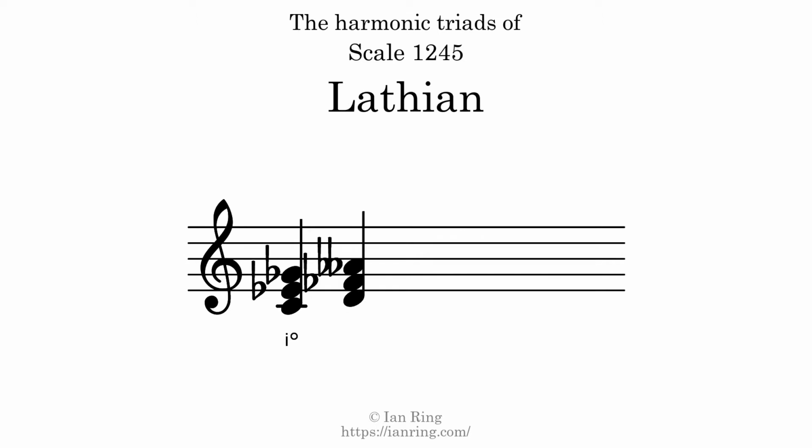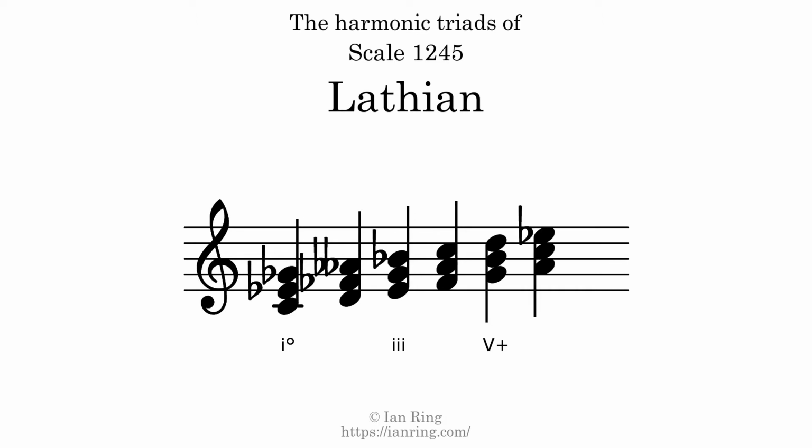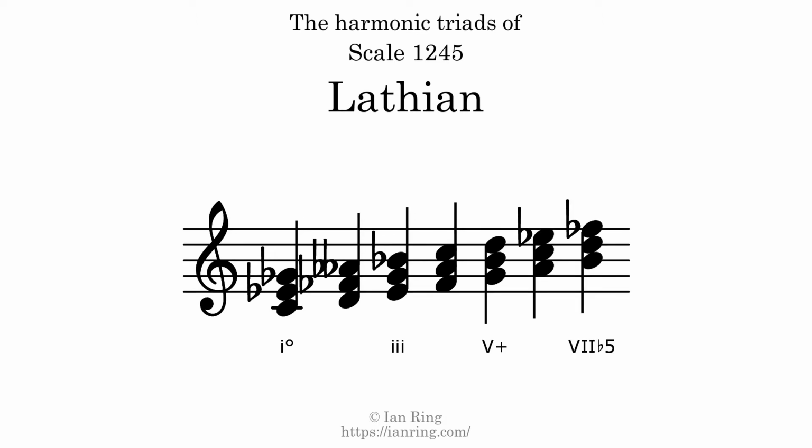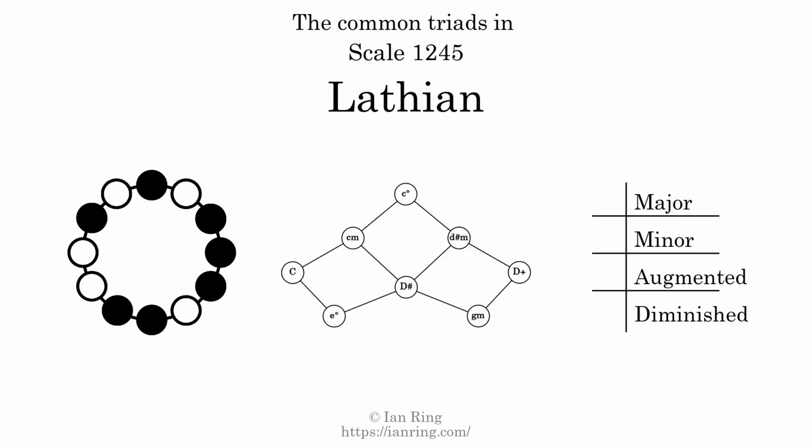Diminished, unnamed, minor, unnamed, augmented, unnamed, major flat 5. Here are the common triads present in this scale. The diagram in the center is a graph of parsimonious voice leading between triads. There are 2 major triads. There are 3 minor triads. There is 1 augmented triad. There are 2 diminished triads.